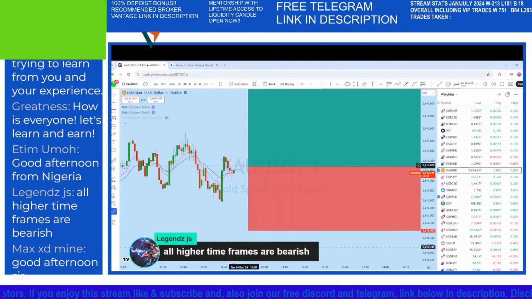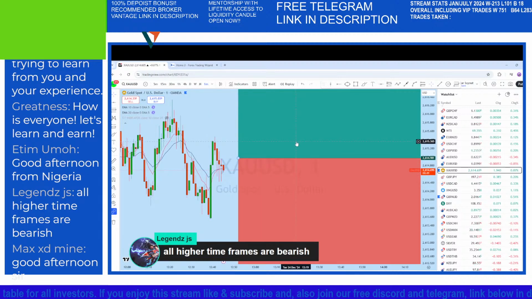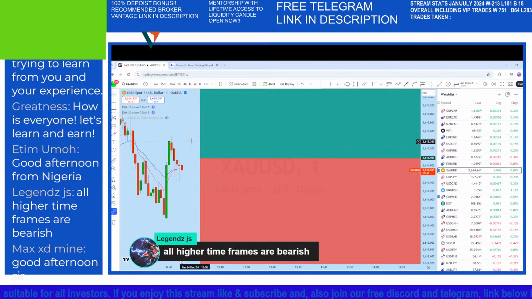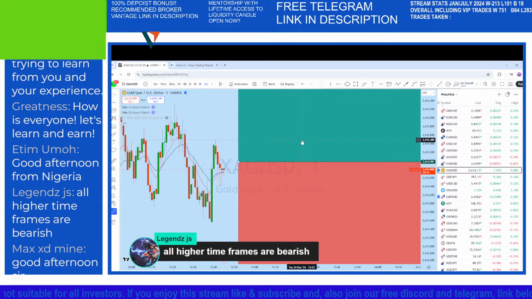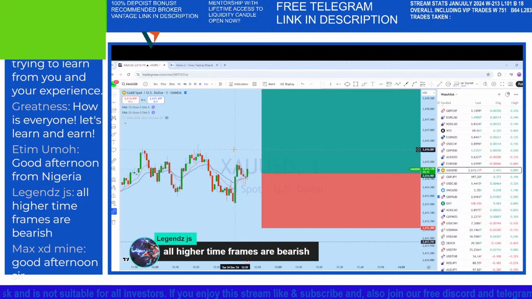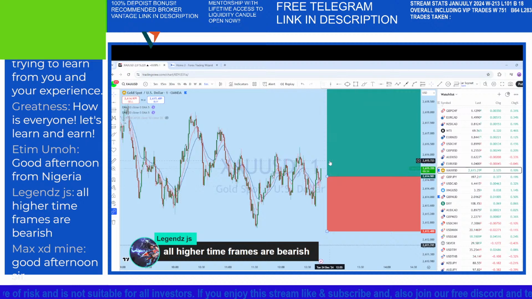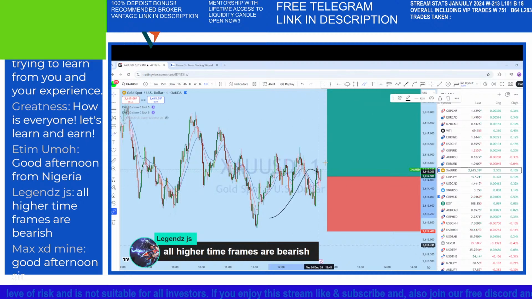Narrow doji formation. Okay, so you can see a bounce. So it has made enough structure here for a potential uptrend.